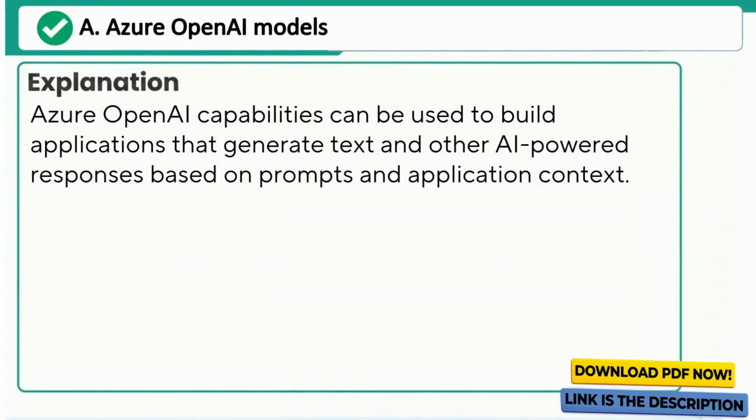Correct answer. A. Azure OpenAI models. Explanation. Azure OpenAI capabilities can be used to build applications that generate text and other AI-powered responses based on prompts and application context.